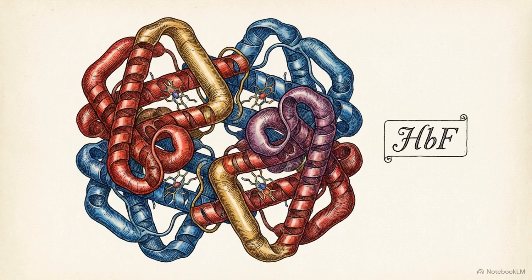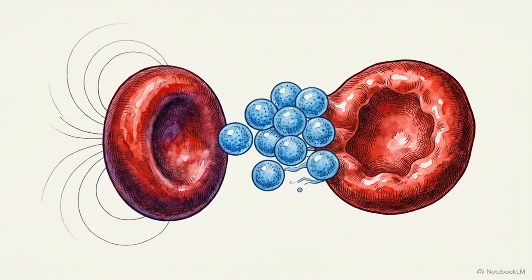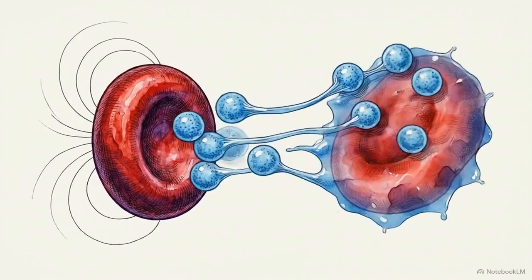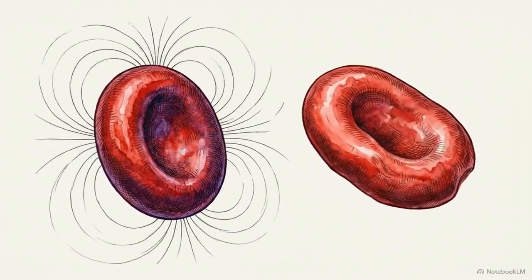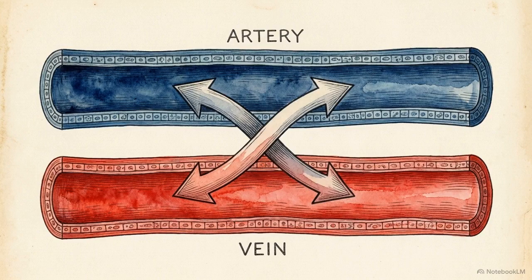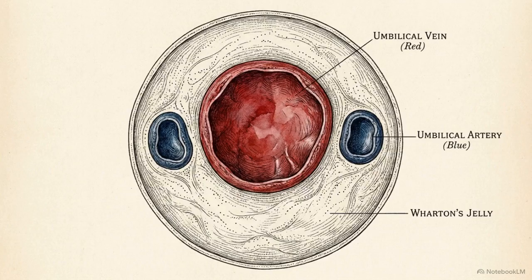To ensure oxygen flows in the correct direction across the placental barrier, fetal red blood cells rely on fetal hemoglobin. This specific protein has a higher affinity for oxygen than adult hemoglobin, allowing the fetus to actively strip oxygen from the maternal blood supply. Because oxygenation occurs at the placenta instead of the lungs, the standard definitions of blood vessels flip. The umbilical vein carries highly oxygenated blood toward the fetus, while the 2 umbilical arteries carry deoxygenated waste away.